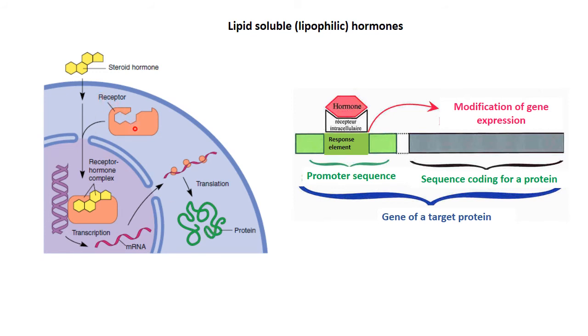So by binding to their receptors, those receptors have DNA binding regions, which can bind the hormone response element on the promoter sequence of a gene, and as a consequence, they will induce a modification in the gene expression. Either they activate the gene expression or they can inhibit some gene expressions. So that's how the lipid soluble hormones, as the steroid hormones, for example, can create a response in the cell.